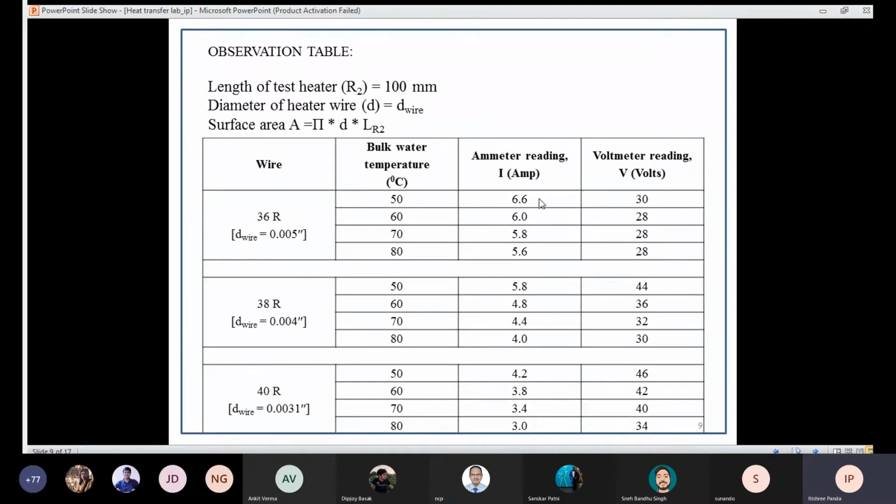So, ammeter and voltmeter readings. At this ammeter and voltmeter reading, you are getting your critical flux point. And this is your base temperature on which you are starting your experiment. These are different wires, like nichrome wires with different radii. So more or less, all you have to do is find out the critical heat flux and plot it as a function of temperature.